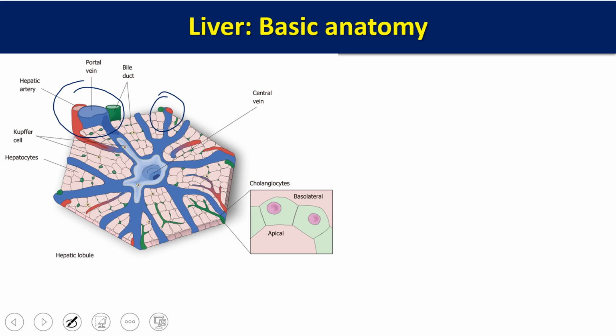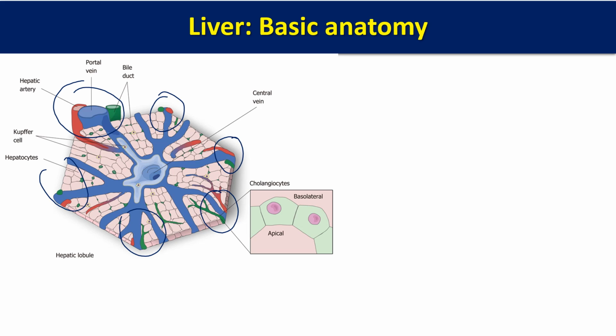This is one corner, this is the second corner, this is the third corner, this is the fourth corner, this is the fifth corner, this is the sixth corner. So this is a hexagonal, honeycomb-like structure. It is hexagonal in shape, and at each corner of the hexagon it has a portal triad. We are going to see the portal triad also.